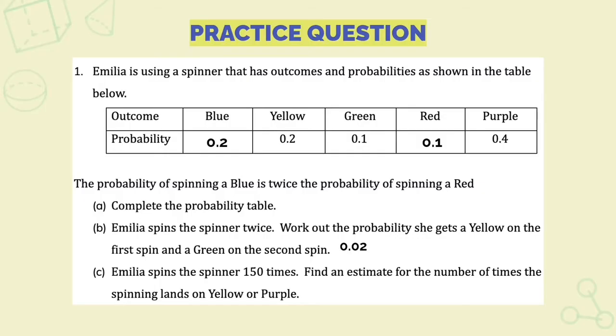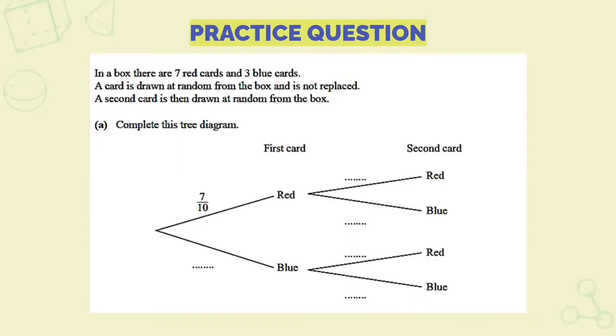The last practice question is probability tree diagrams, which is actually very simple. In a box, there are 7 red cards and 3 blue cards. A card is drawn at random from the box and it is not replaced, which means if a card is drawn, it will not be put back into the box again. First and foremost, let's fill in this blank right here. The total number of cards of red and blue is 10, which means the probability of drawing a blue card is 3 over 10.